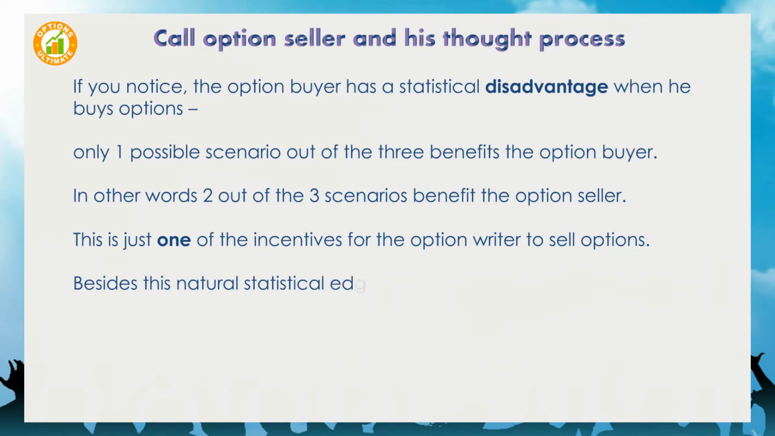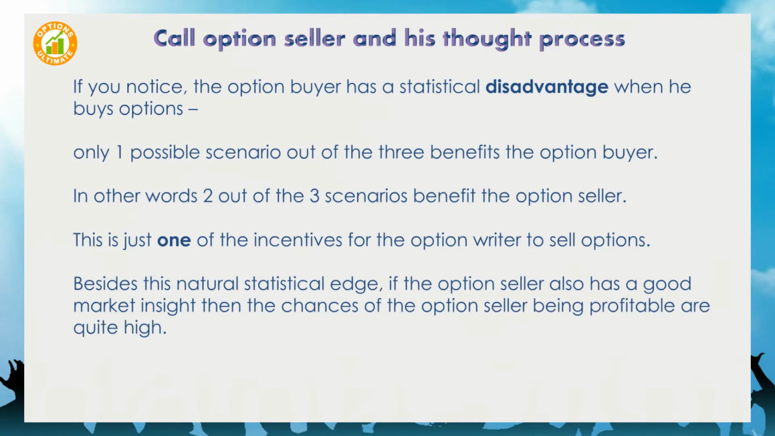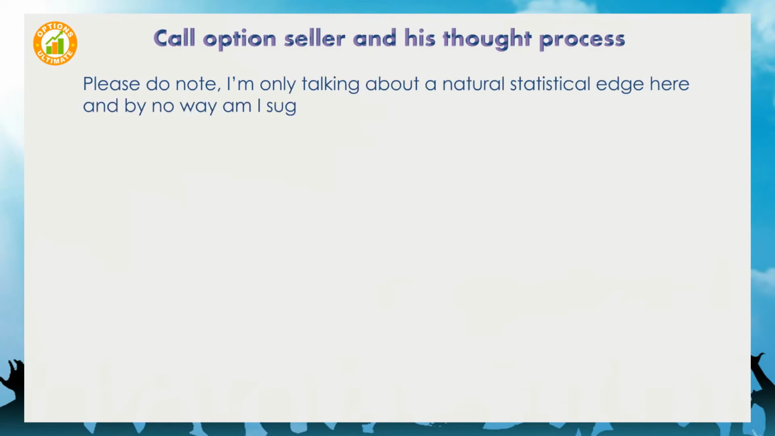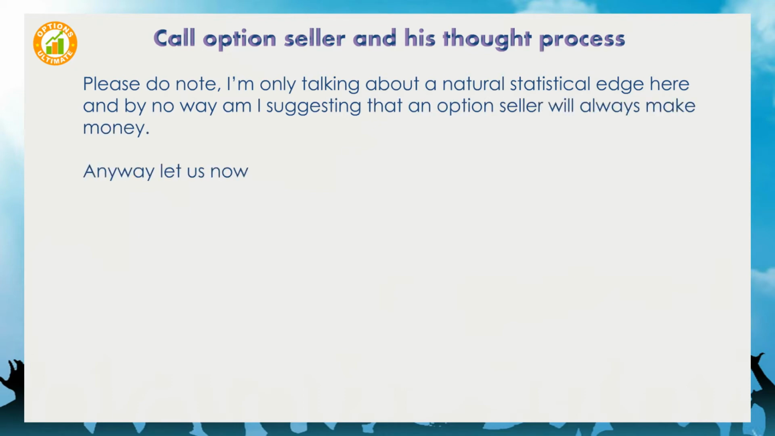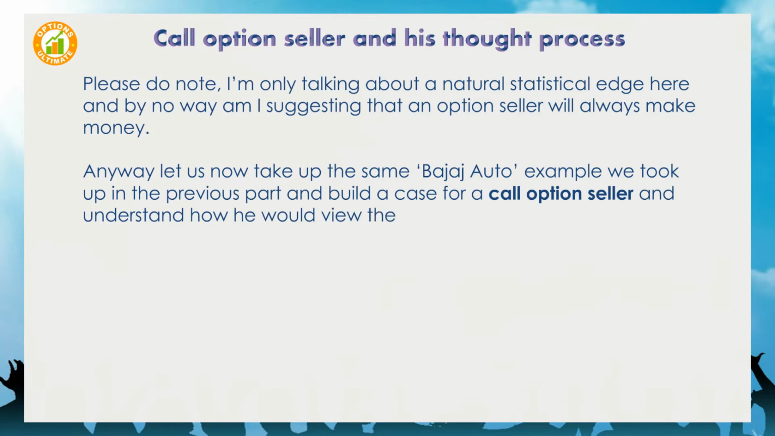Besides this natural statistical edge, if the option seller also has a good market insight, then the chances of the option seller being profitable are quite high. Please do note, I'm only talking about a natural statistical edge here, and by no way am I suggesting that an option seller will always make money. Anyway, let us now take up the same Bajaj Auto example we took up in the previous part and build a case for a call option seller and understand how he would view the same situation.